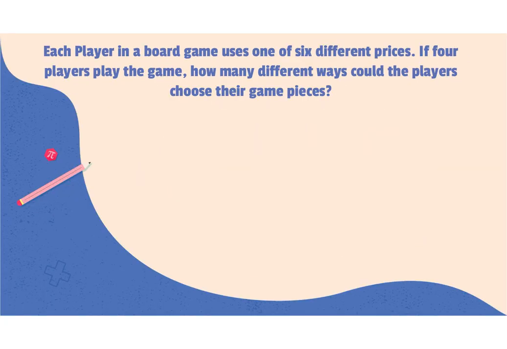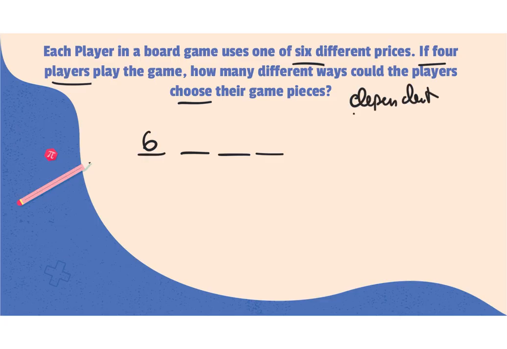Okay, each player in the game uses a different game piece. Out of 6, 4 players are playing the game. How many different ways can the players choose their game piece? So I've got 4 players. The first player has 6 different choices. This would be dependent because once one of the tokens is gone, you can no longer choose that one. So the first person has 6 options. The second person, you take that first one away, has 5 options. The third player has 4 options, and the last player has 3 options. So my total possibilities for 4 people is going to be 360 ways.